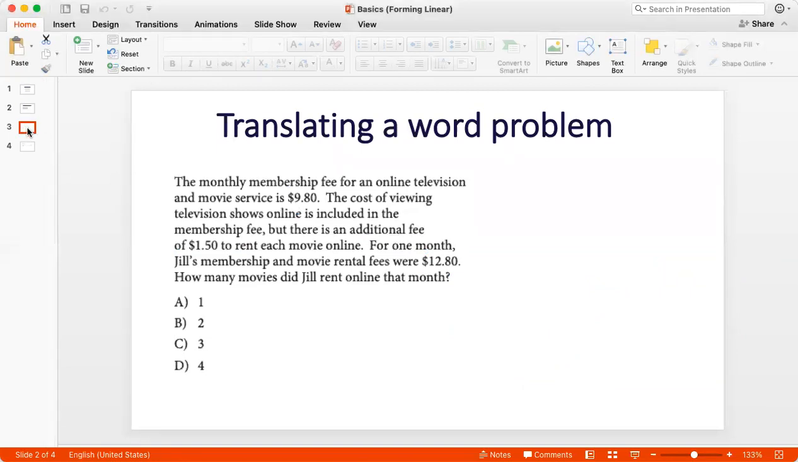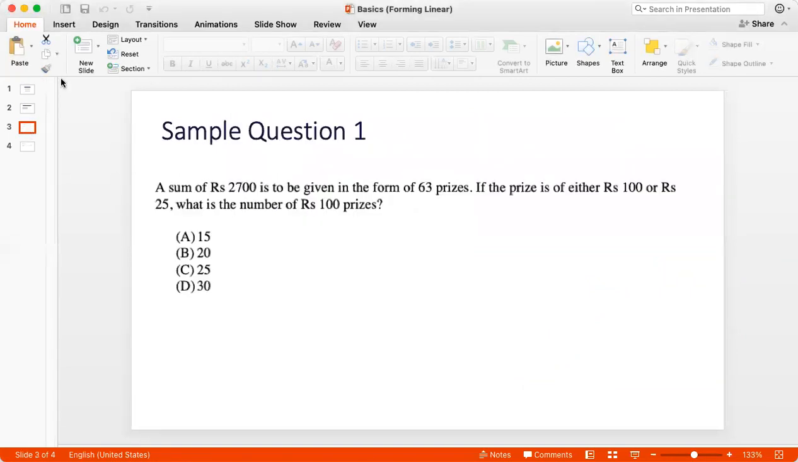Okay, let's do a sample problem now. A sum of rupees 2,700 is to be given in the form of 63 prizes. If the prize is of either rupees 100 or rupees 25, what is the number of rupees 100 prizes? So this question expects us to translate this information into two simultaneous linear equations in two variables, right?